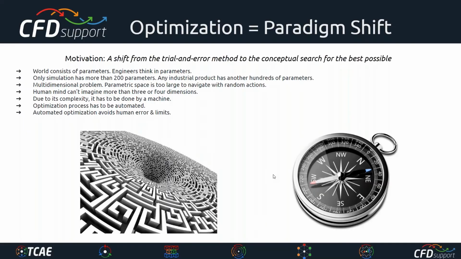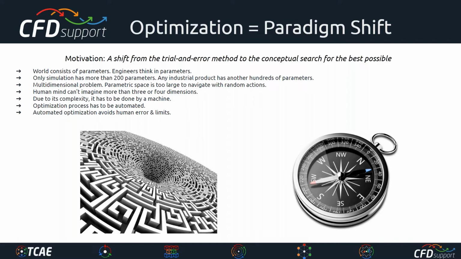So anyway, optimization motivation side. It's a really big thing. I think it's a paradigm shift. It's a new thing in engineering simulations. I mean it. It's a shift from the trial and error method to the conceptual search for the best possible, right? Let me explain. Maybe you remember what we did for the last 20 years.